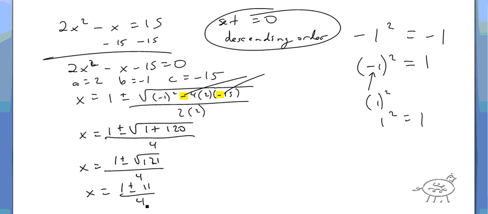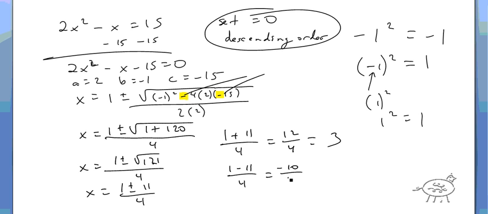So we really have two problems here. You have 1 plus 11 over 4 and 1 minus 11 over 4. Well, 1 plus 11 is 12 over 4, which is 3. 1 minus 11 is -10 over 4, which is -5 halves. So those are the answers to that quadratic.